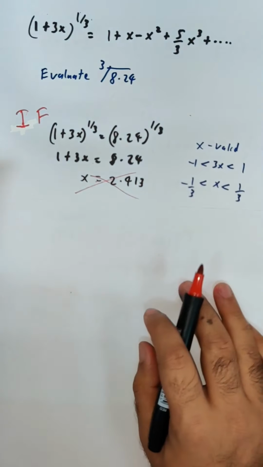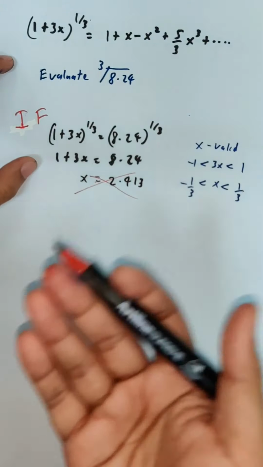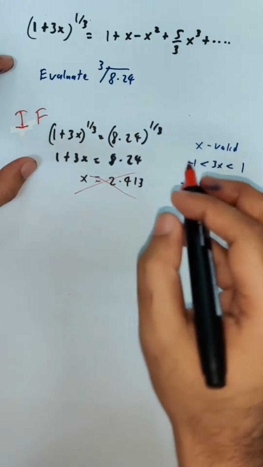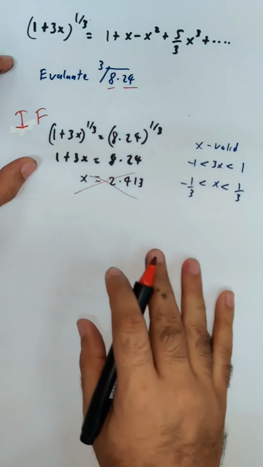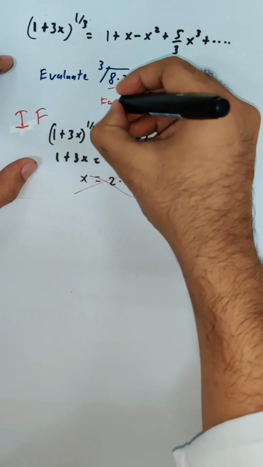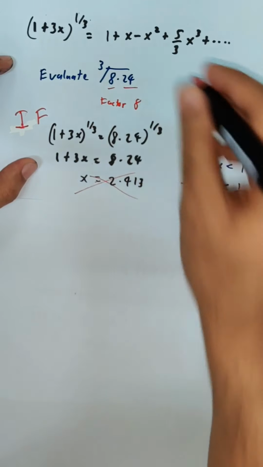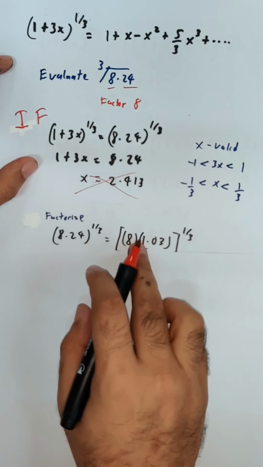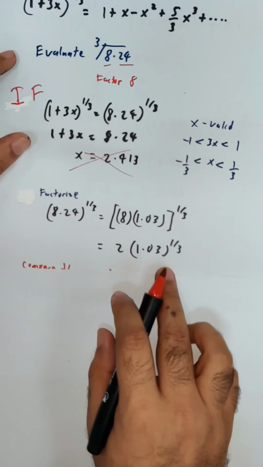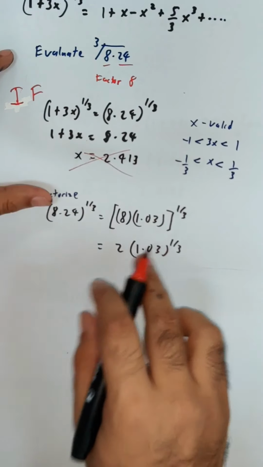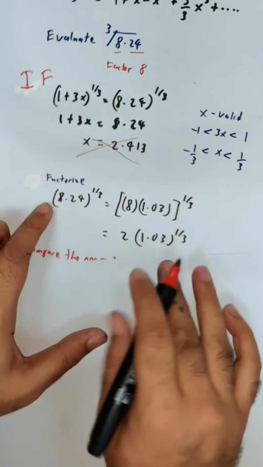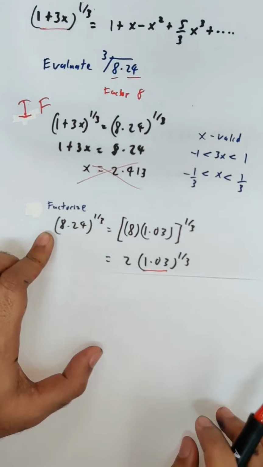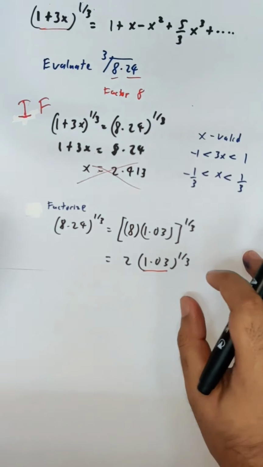Okay, so what should you do? As I mentioned just now, you need to compare to the near. But I don't see anything near at all. Well, for 8.24, there's a little trick. 8 and 24, both of them are a factor of 8. So what you can do is factorize 8.24, factorize the 8, you get yourself 1.03, and you go further, you get something like this. Now, 1.03 is a lot nearer to 1 plus 3x here. So that's what I mean by you need to compare to the nearest or near.